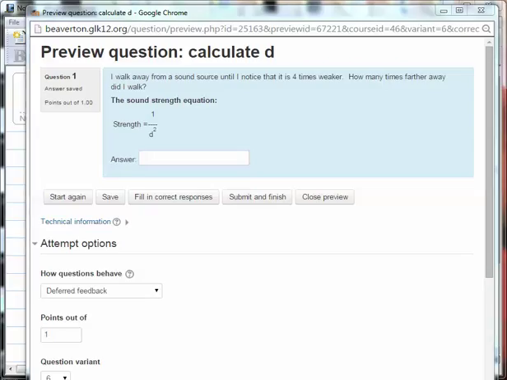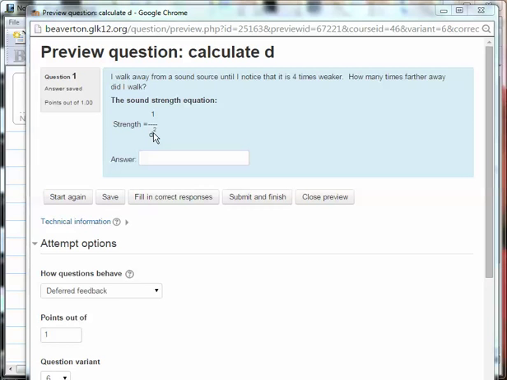You are most likely watching this video because you got this question wrong. It says, I walk away from a sound source until I notice it is 4 times weaker. How many times farther away did I walk? And it gives you the sound strength equation. It says strength equals 1 over d squared.